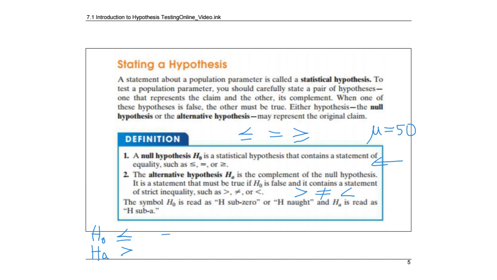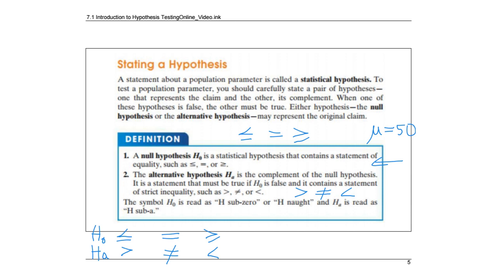Okay, if our null is equal to, then our alternative is going to be the complement, which is not equal to, because there's only those two choices. It's either equal to or not equal to. And then finally, if the null is greater than or equal to, then our alternative is going to be less than, right? Because it can either be greater than or equal to, or it can be less than. You can't have the equal to on both of those.